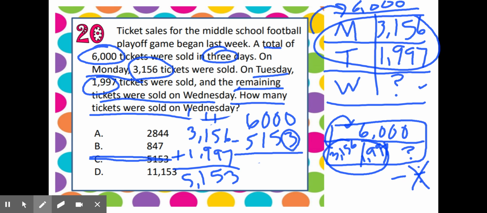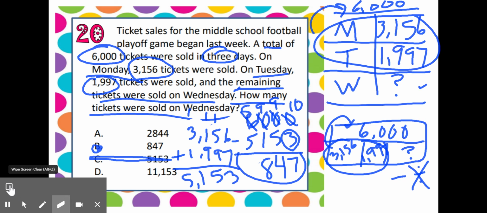Big numbers on the bottom, so I go borrow. The 6 becomes a 5. 0's a 10, then a 9, 10, then a 9. Last one's a 10. 10 minus 3 is 7. 9 minus 5 is 4. 9 minus 1 is 8. 5 minus 5 is 0. So on Wednesday, they sold 847 tickets.